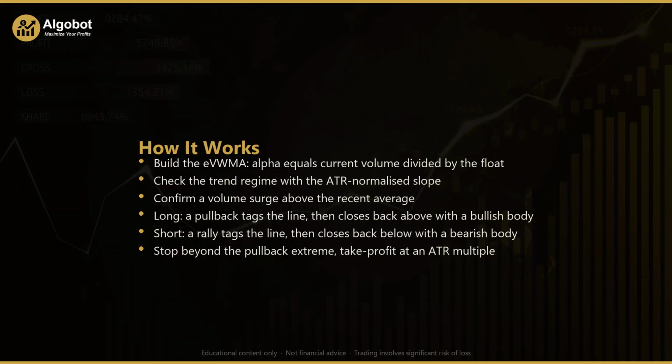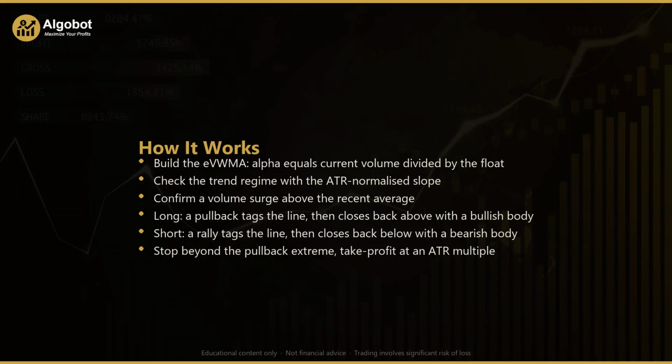The strategy also requires a volume surge. The current bar's volume must be at least 1.2 times the average volume across the float window. This ensures the entry aligns with a genuine push of activity, matching the elastic philosophy of the indicator. Now for the entries. For a long, three things must line up in an uptrend. The bar must dip down and tag the eVWMA, meaning its low reaches or crosses the line. It must then close back above the line, and it must have a bullish body, closing above its open. When those conditions and the volume surge all agree, the EA signals a buy on the resumption.